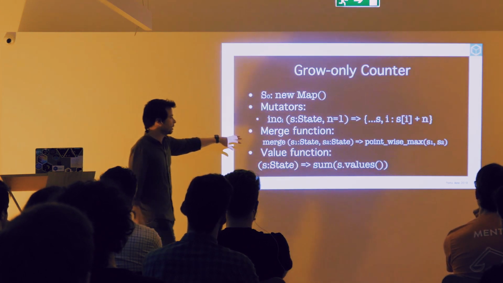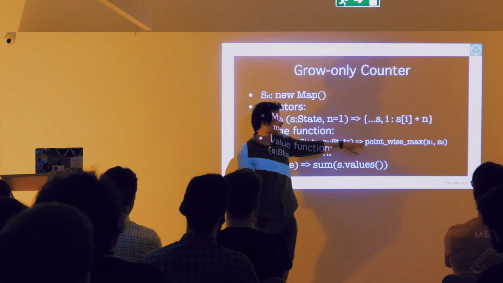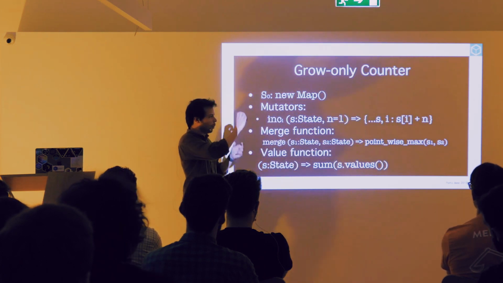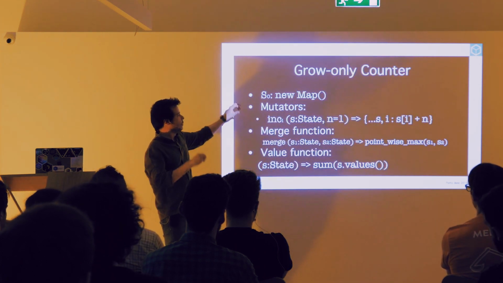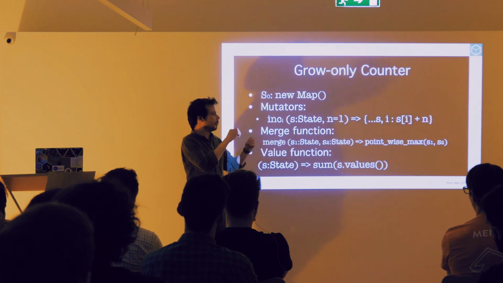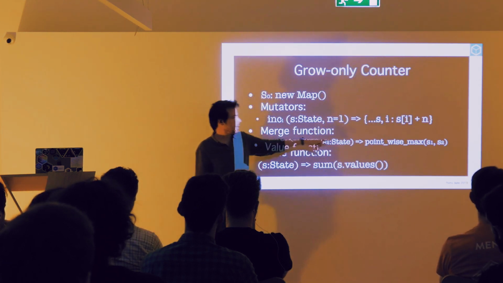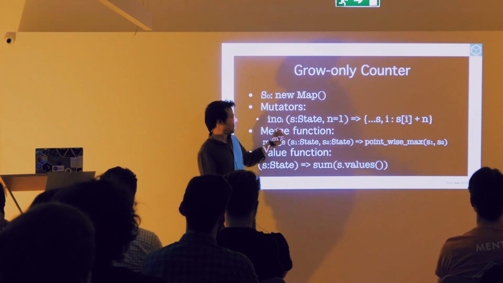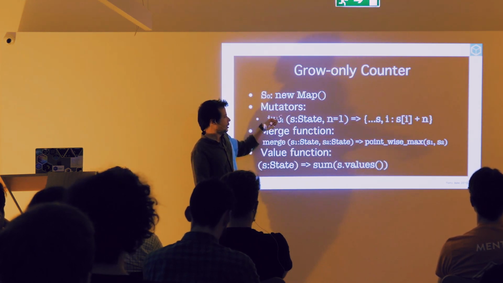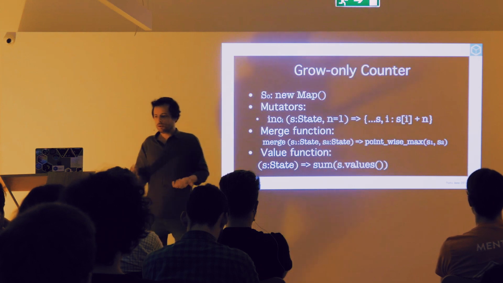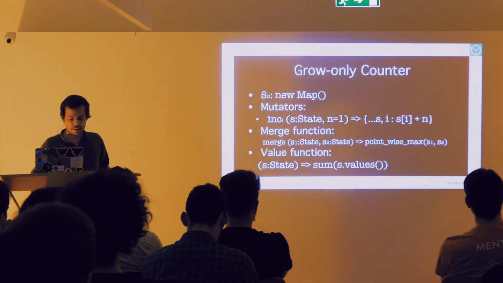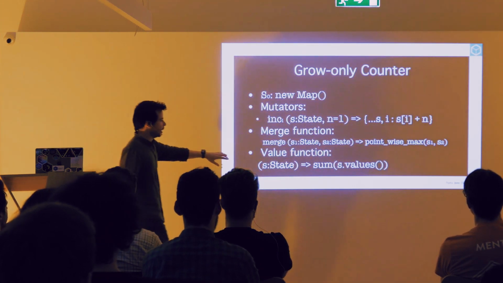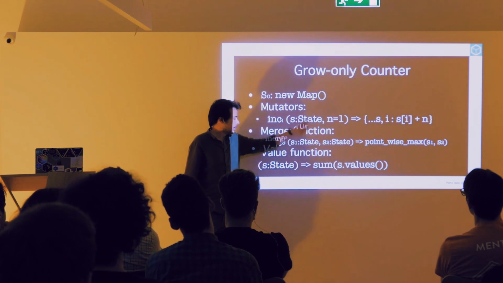And the merge function is a point-wise maximum, which means that for each common point in both states, I'm going to get the maximum of them. So if I get 2 on peer A, and I get 1 and 2, the maximum of 1 and 2 is 2, so I get the 2 at the end. And the value function is the sum of the values of the map.